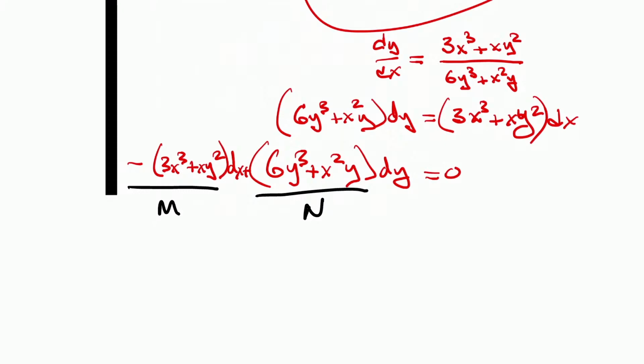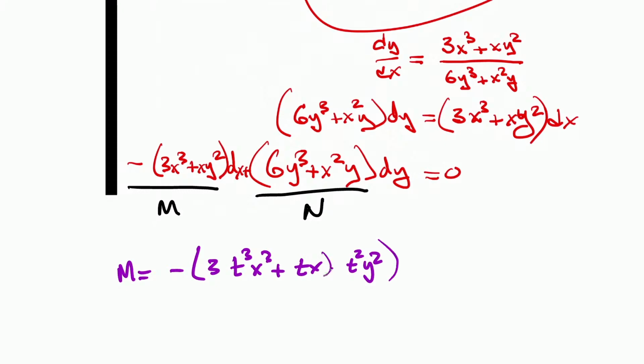So here the M becomes, let's see, this will be negative 3 times t cubed x cubed plus tx, not plus, times t squared y squared. I think that's it, right? Yeah, so I've replaced the x with tx and the y with ty. And notice that if I do that, I can actually factor out t cubed. So then you're left with 3x cubed plus xy squared.